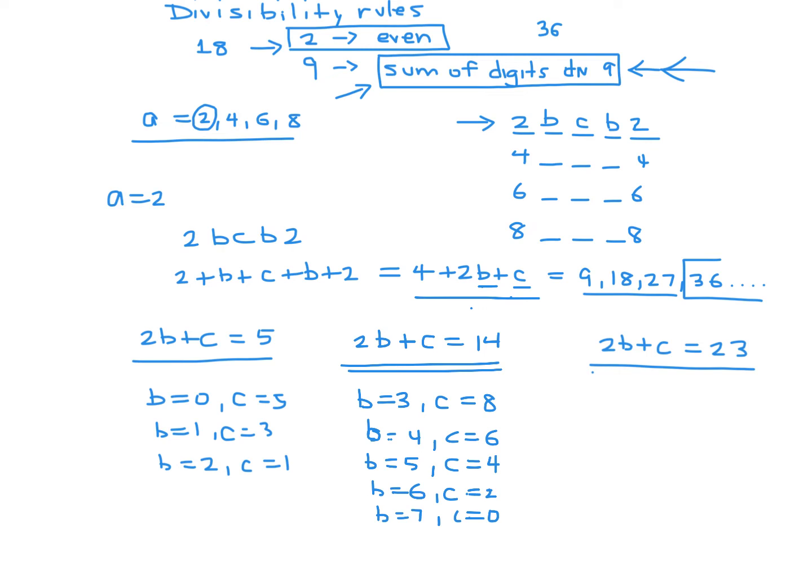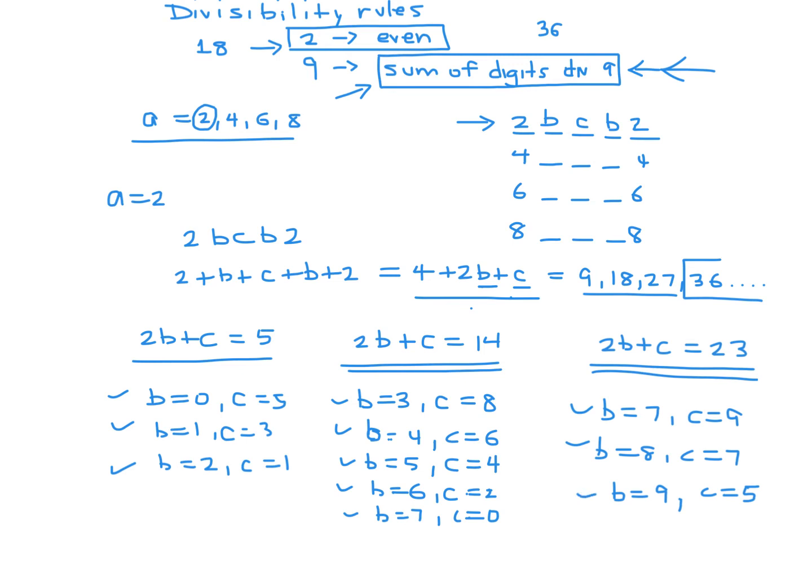And very similarly over here, the solutions are when B is 7, C is 9. When B is 8, C is 7. And when B is 9, C is 5. Okay, so we have 1, 2, 3, 4, 5, 6, 7, 8, 9, 10, 11. So we got 11 solutions for A equal to 2. So I'll just put that here, 11, since this is sort of our master list for the A's.